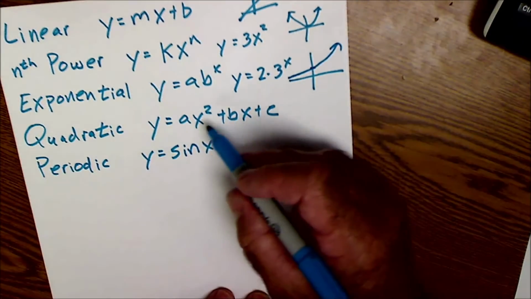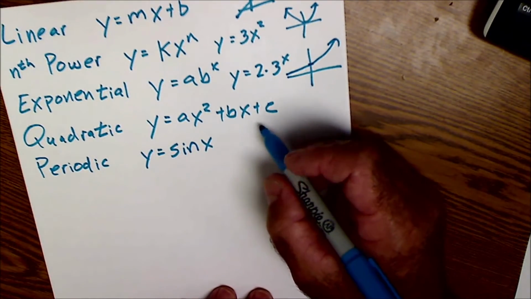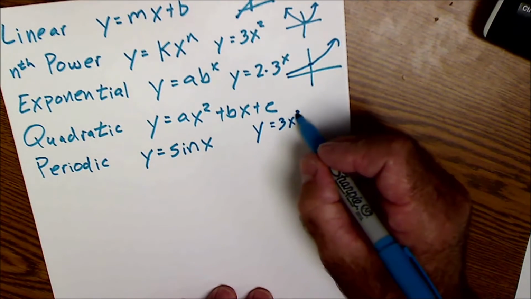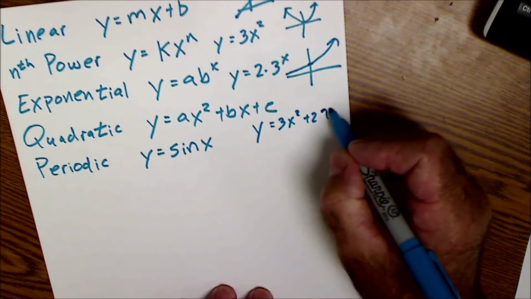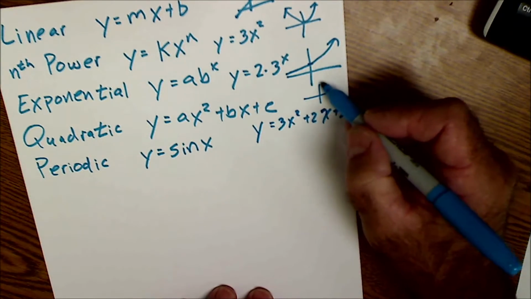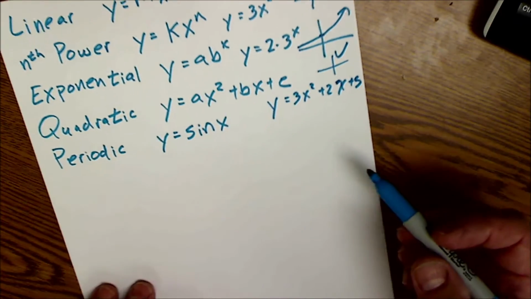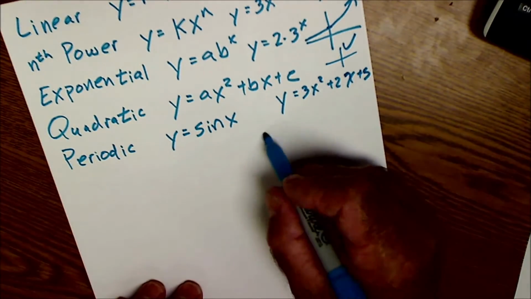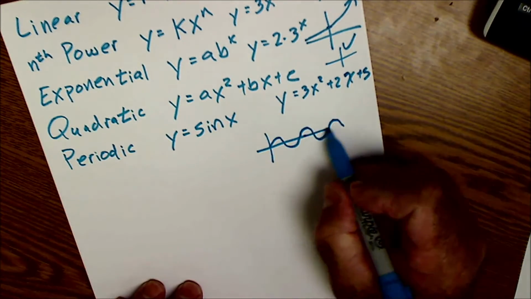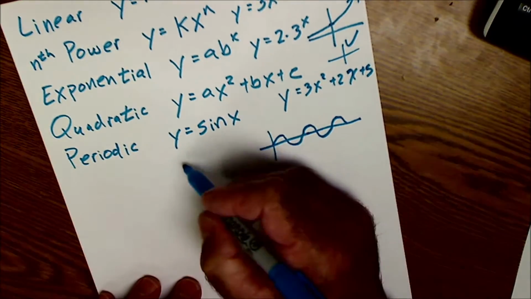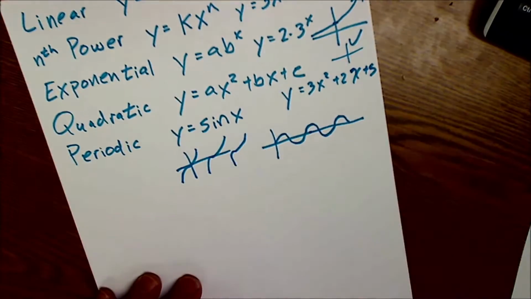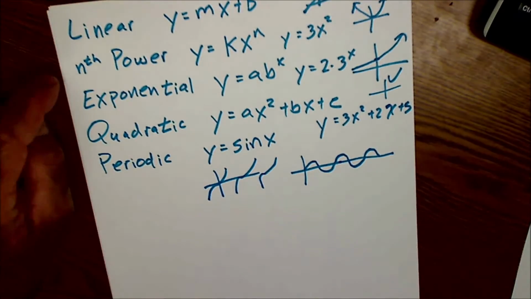An example of a quadratic, y equals ax squared plus bx plus c, would be y equals 3x squared plus 2x plus 5. That's going to look like a parabola as well. And then lastly, a periodic function, y equals sine of x, is something that repeats itself. So it looks like that. But it could also be a tangent curve, anything that repeats itself over time. So those are our 5 functions.